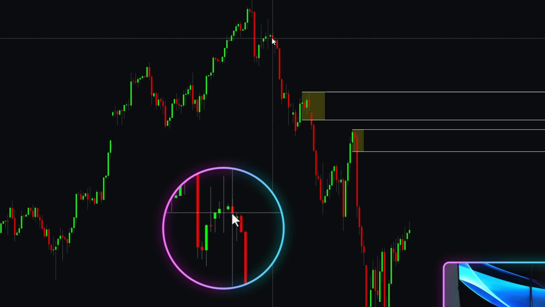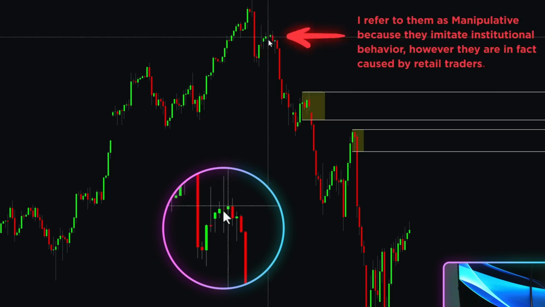Indecisive, indecisive. And look at this tiny candle, another manipulative candle. This is clearly not caused by institutions. This is caused by retailers. So that's why we can incorporate that in the base. Again, indecisive, indecisive, indecisive, indecisive, decisive.